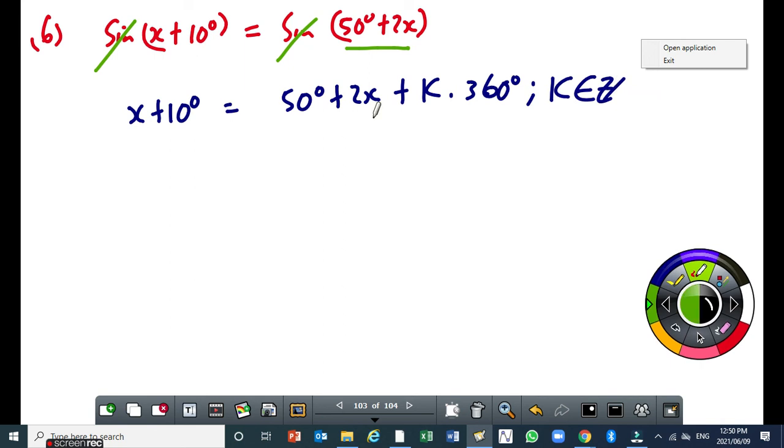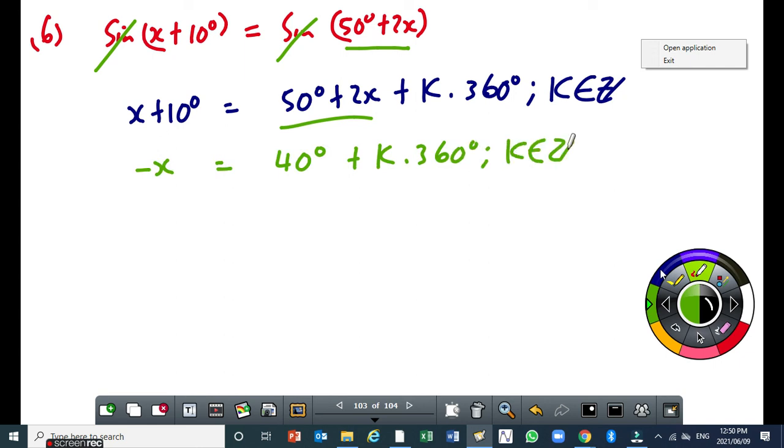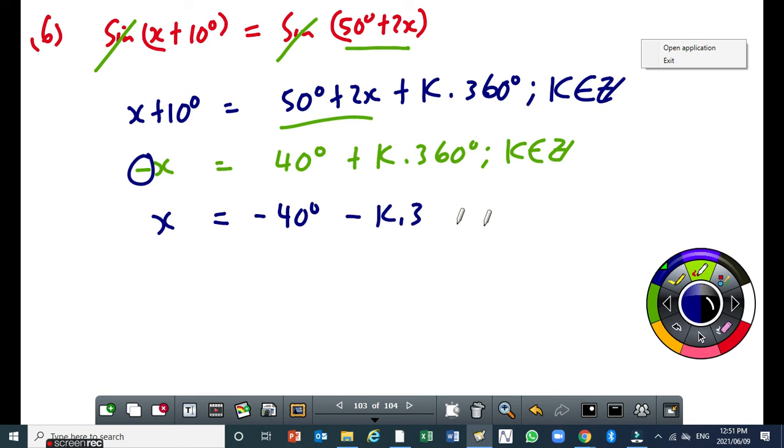Sine has got 2 general solutions. So if I simplify here, I'll get minus x equal to 40 degrees plus k times 360, where k is an element of z. Then I have to divide by minus 1, because the coefficient here is negative. So I'll get x equal to minus 40 degrees minus k times 360 degrees, where k is an integer. Right? So I found the first general solution.